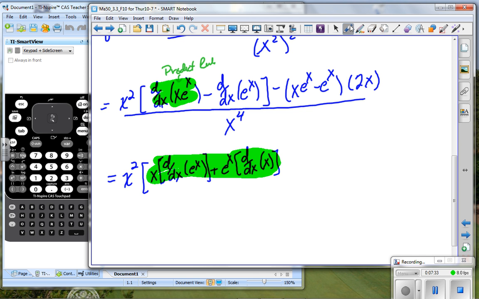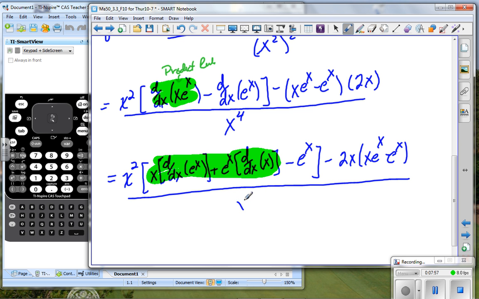So now we're going to continue with our work. We have minus the derivative with respect to x of e to the x, and again the derivative of e to the x is the easiest one. It is just itself. And now we're just going to bring this along. We'd have 2x, the quantity x e to the x minus e to the x, all of this divided by x to the 4th.